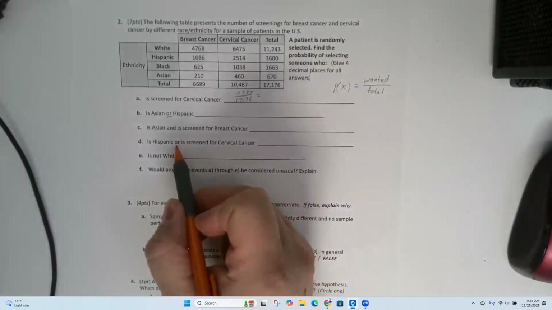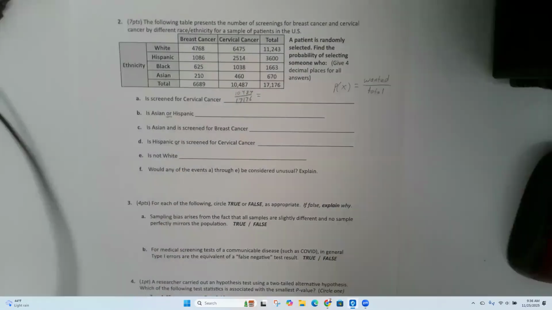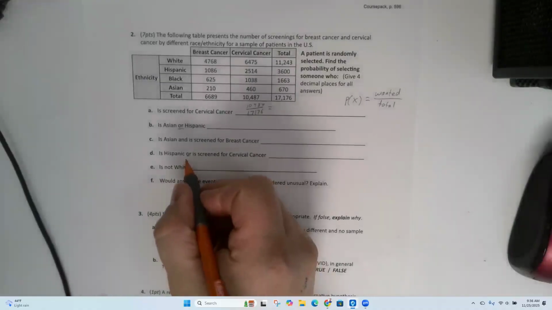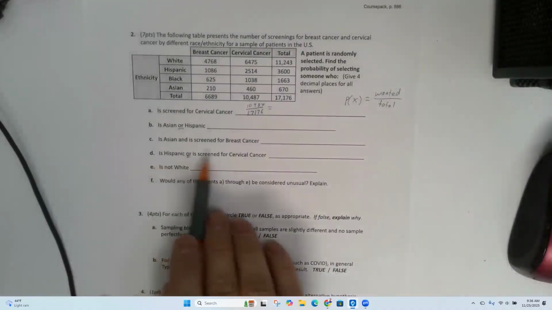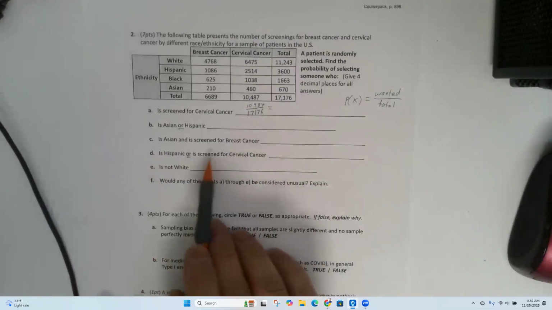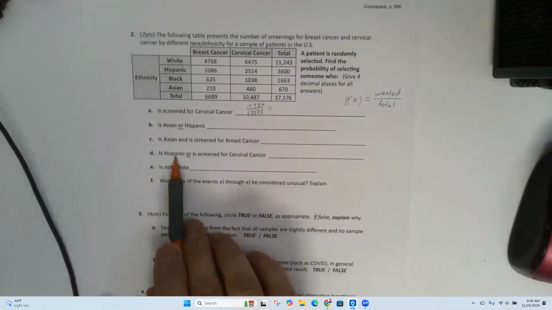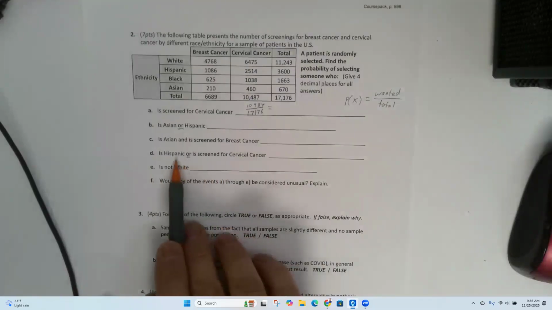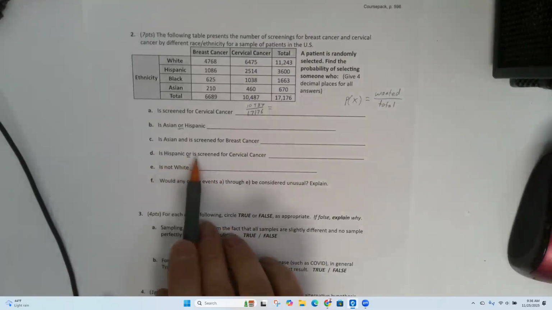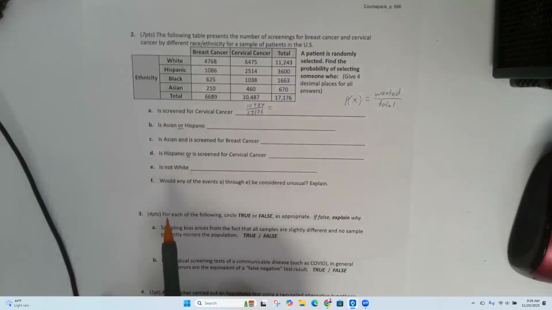That would happen here for part D. You want to subtract off the overlap. This is asking to find the probability that someone is Hispanic or screened for cervical cancer. So you'll find the probability of Hispanic, the probability of cervical cancer, and then subtract off Hispanic and cervical cancer.